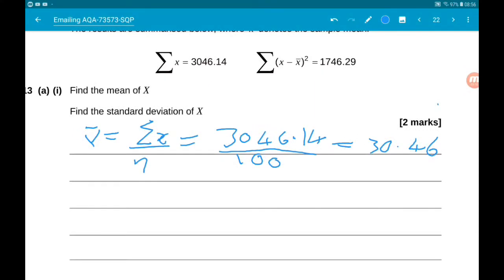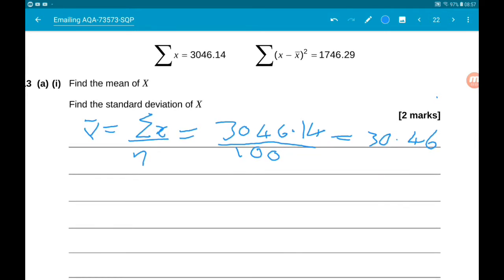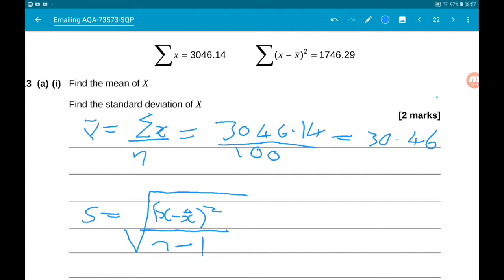Here it is. That, though, is when we're looking at a population. We are looking at a sample here. So the only difference is that S is the square root of sigma (X minus X bar) squared over n minus 1.